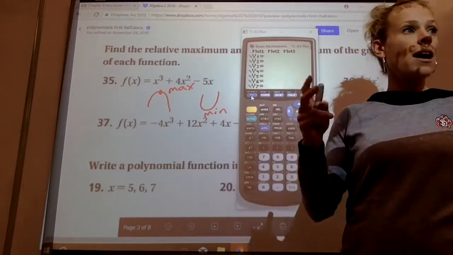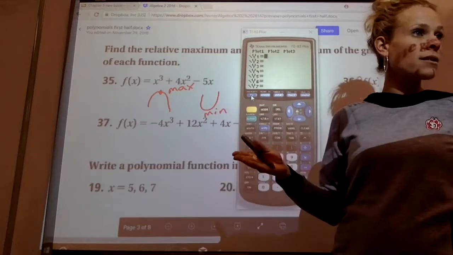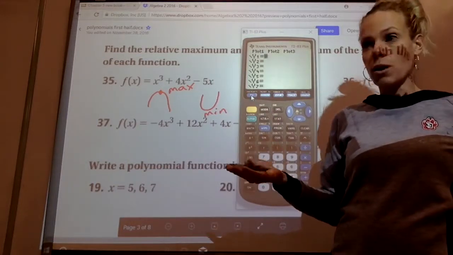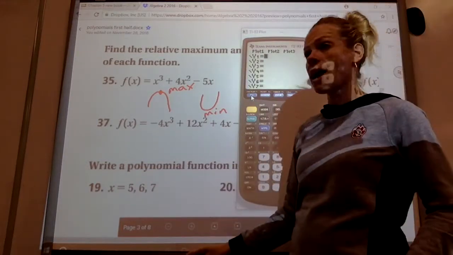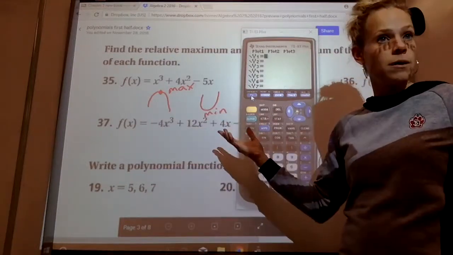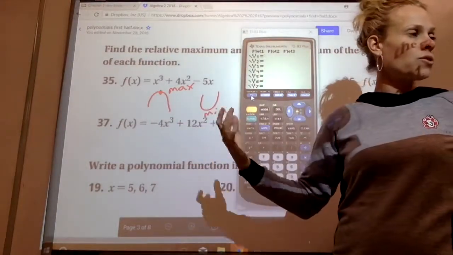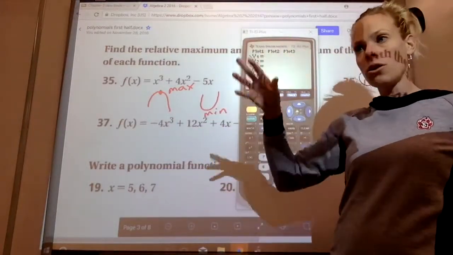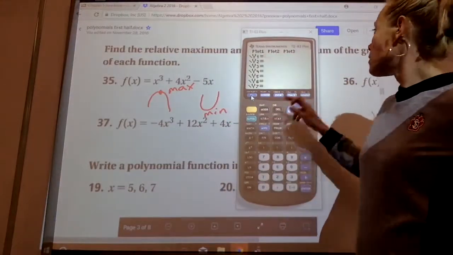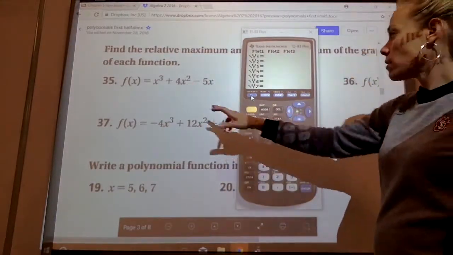Some graphs are going to have both a min and a max. Some graphs will only have one. Some graphs might have two maxes and one min, and so on, right? You just have to look at the graph and see all your turning points. Okay, so let's look here and do this one.